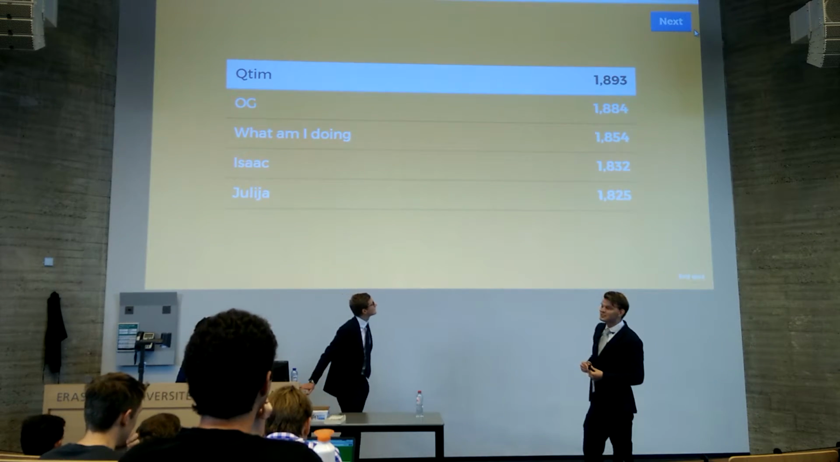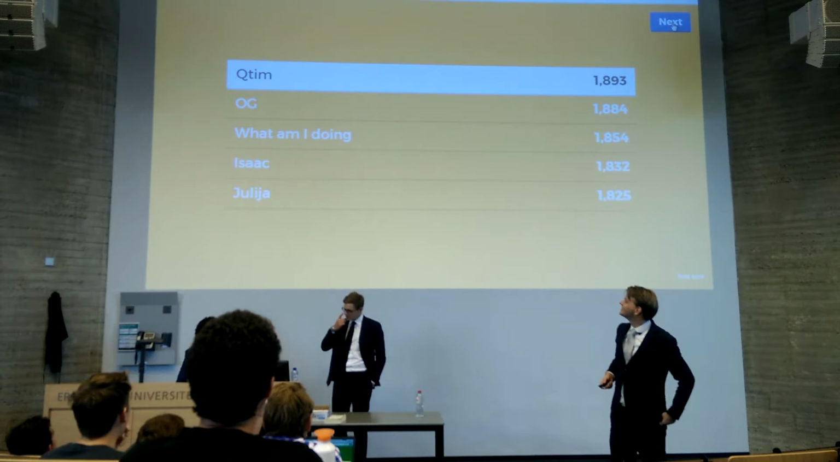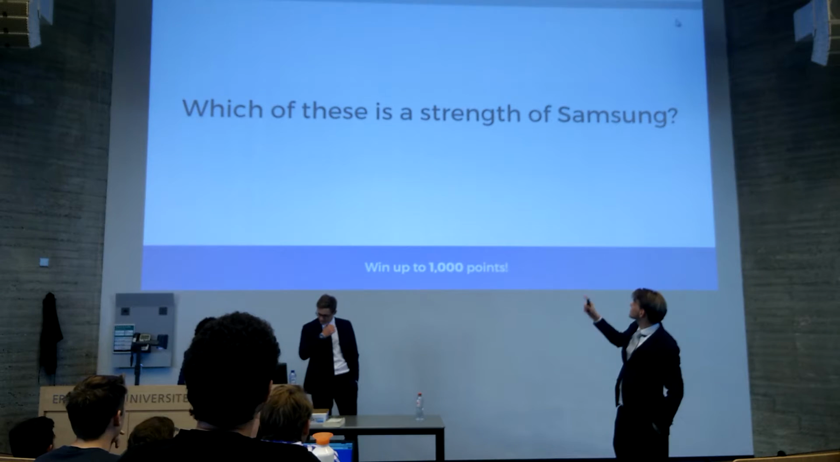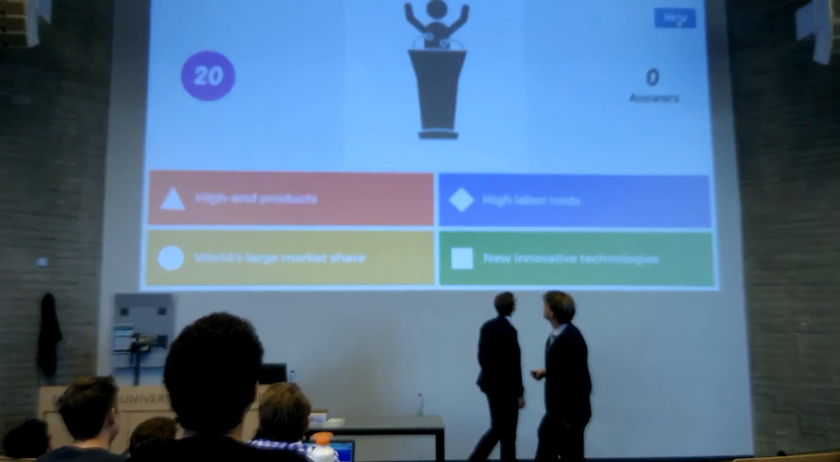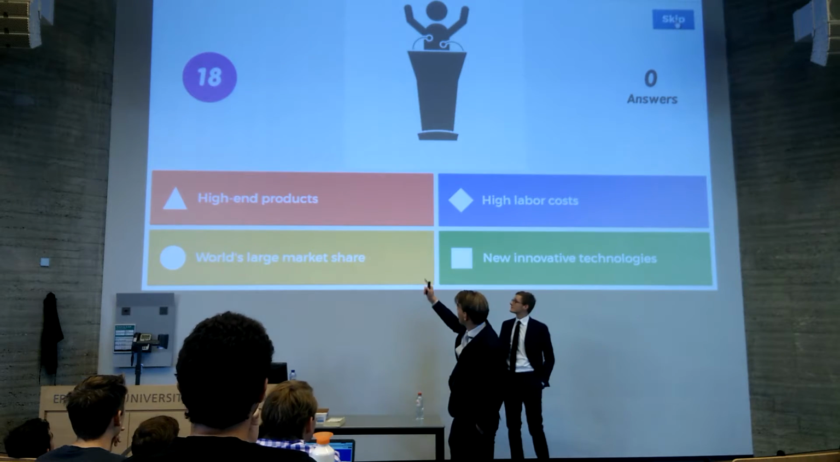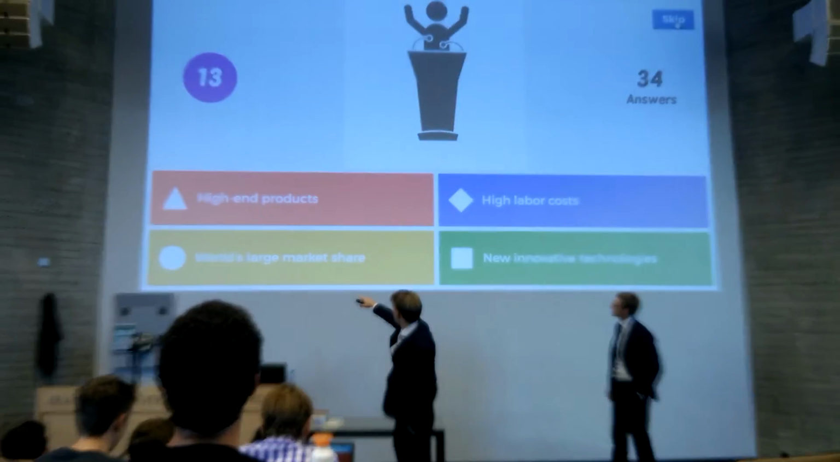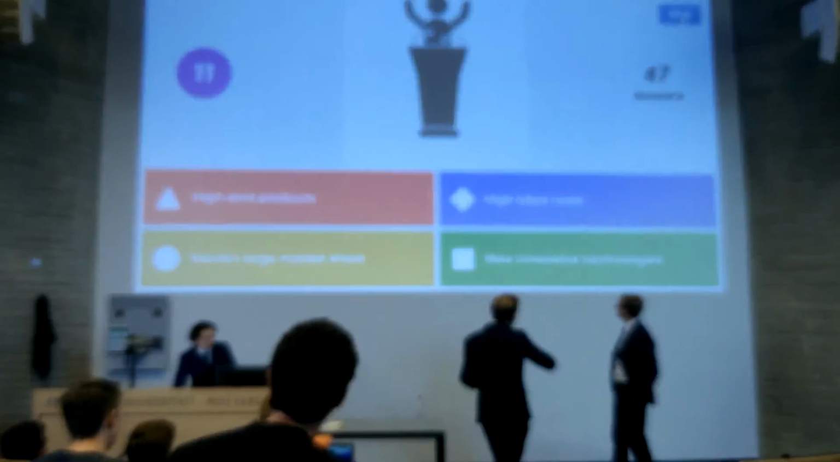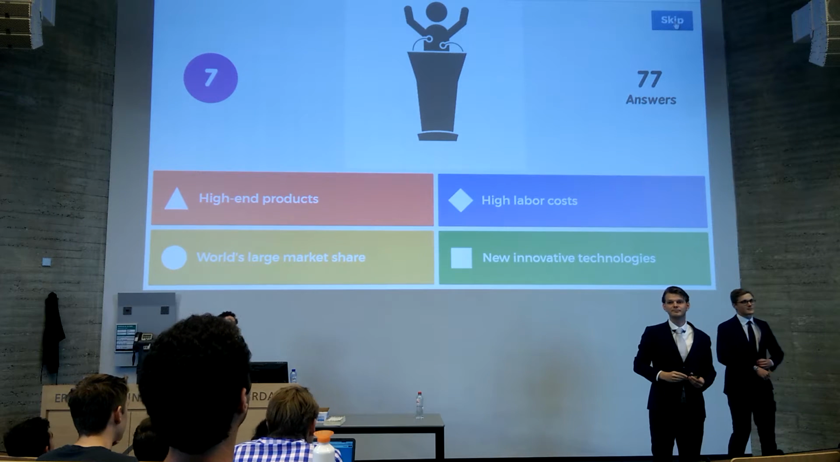You see that's clear, that everything can still happen. Let's continue to the next question. Which of these is a strength in our SWOT analysis of Samsung? Is this the high-end product? Is this high labor costs? Is this the world's largest market share, or is this new innovative technology?